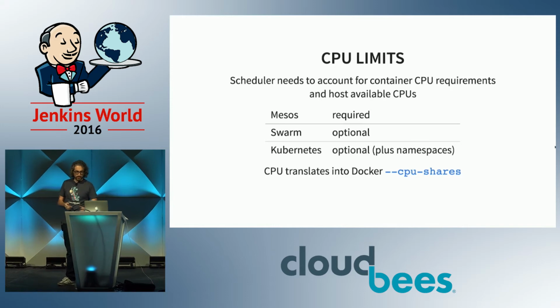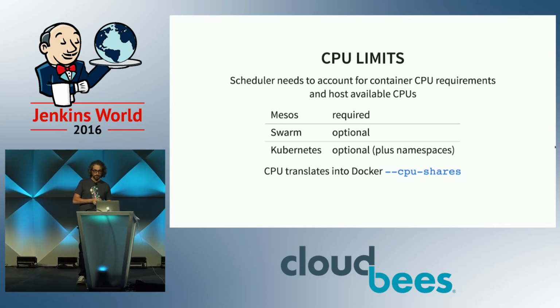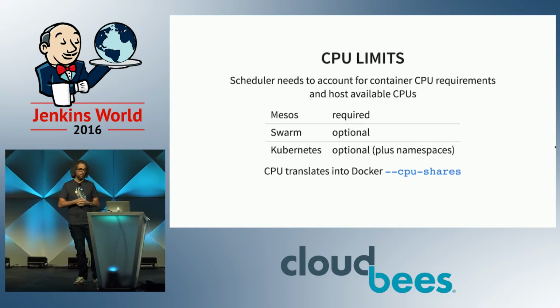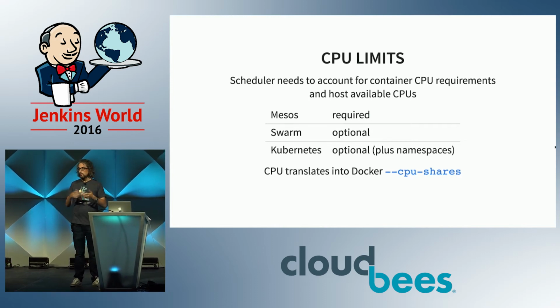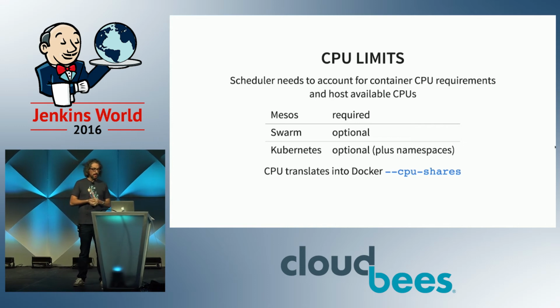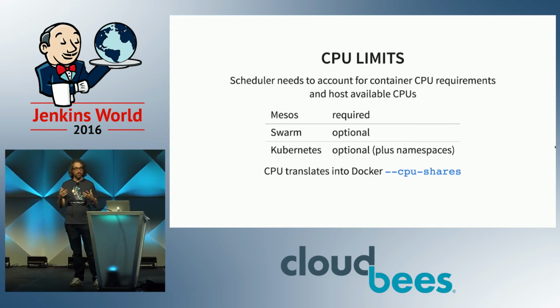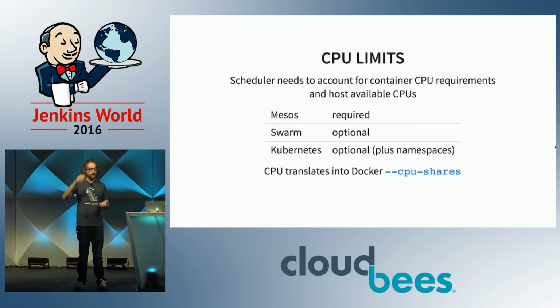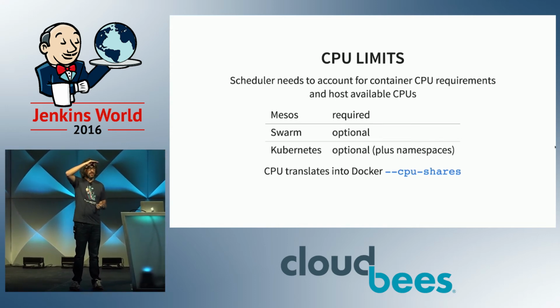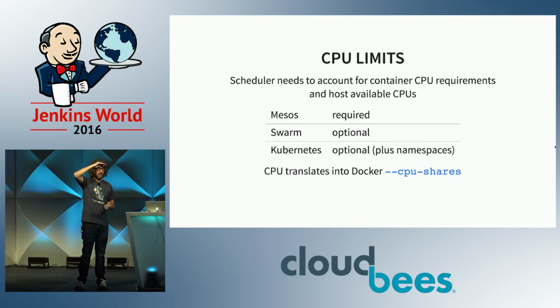And now we have also the CPU limits. In all of the schedulers, you can also set the CPU limits. Now, what do you think happens when you set some CPU limits and your container goes over those limits? Any idea? Any suggestion? Does the container get killed?